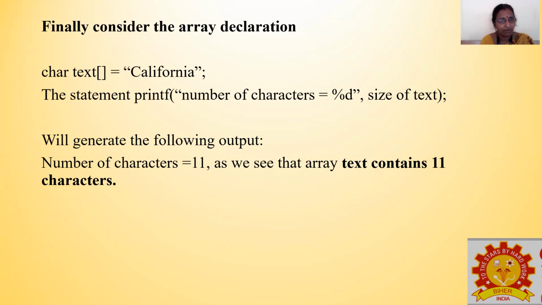char text equal to California. The statement prints the number of characters and size of text. So what we are doing here is calculating the size of the text. What is the total number of characters? California, 10 characters, along with one null character, that is 11. We'll generate the following output: number of characters 11. As we see, array text contains 11 characters. So 10 characters plus one null character, the total size is 11 characters. Here it is calculating the total size of the array called text.